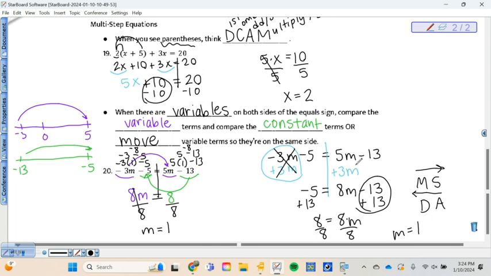Okay. So this second way, moving the terms around, is always going to work. I feel like you can trust it a little bit better. But this is a nice little shortcut if you want to try that out too.